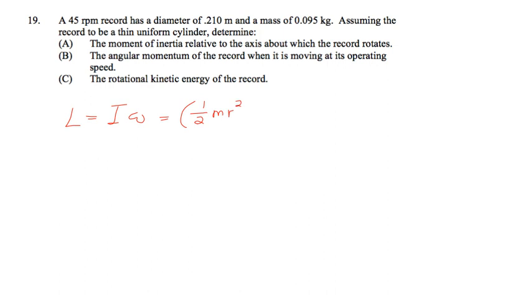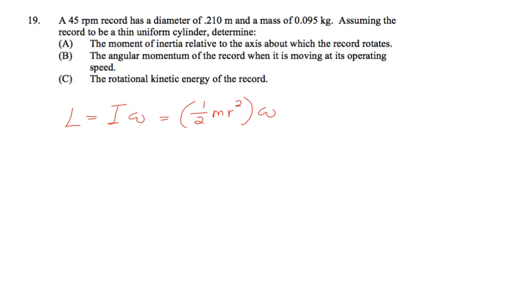Now they are telling me it's a 45 RPM record. I can get my L in terms of M and V if I want. Okay, so I could do that, but let's just keep it as omega. So times omega. Because I have all those numbers there. I have the mass of the record. I have the radius of the record. And I can get the omega.